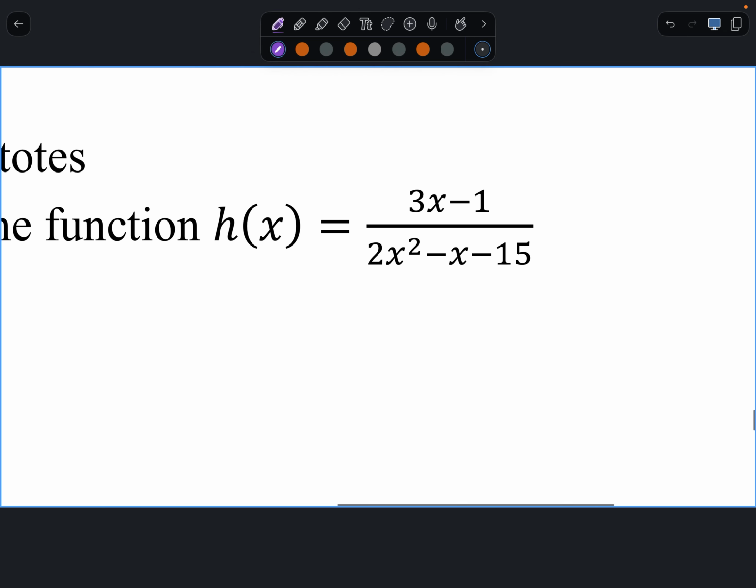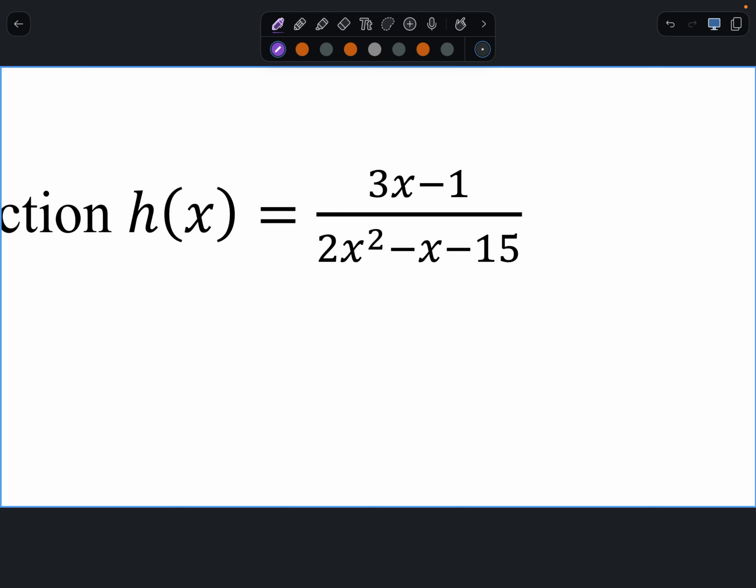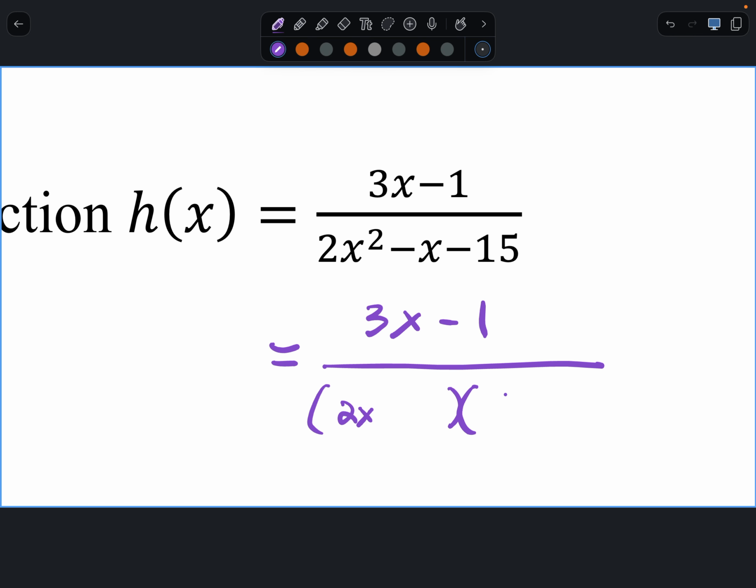Okay, so for finding vertical asymptotes, we have our rational function. We say, let's factor the denominator so we can see domain restrictions. Okay, so what does that factor to? 2x plus 5, x minus 6. Yeah, plus 5, minus 3?